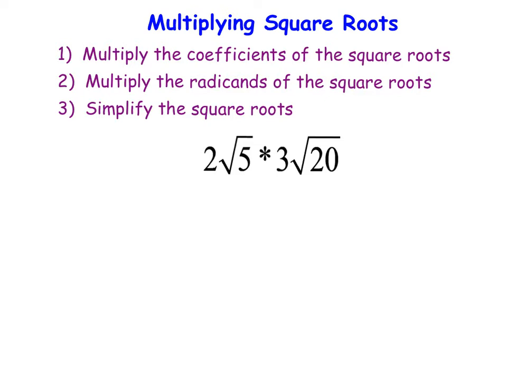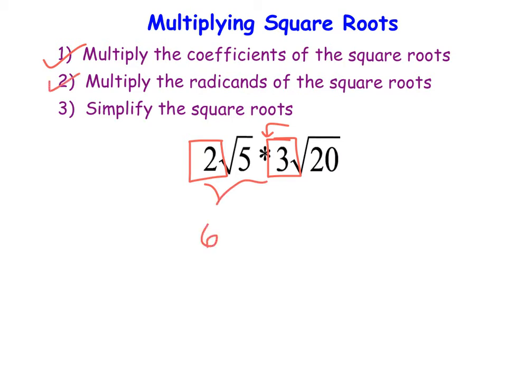So the first step when you multiply square roots is you're going to multiply those coefficients together. Here I can see coefficients of 2 and 3, and because I see multiplication in here, I take 2 times 3, and that gives me 6.